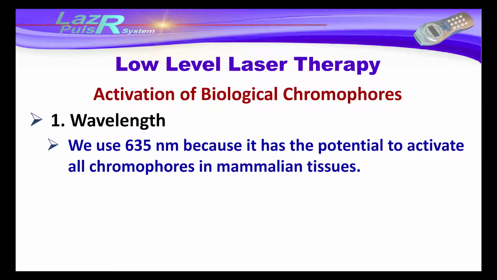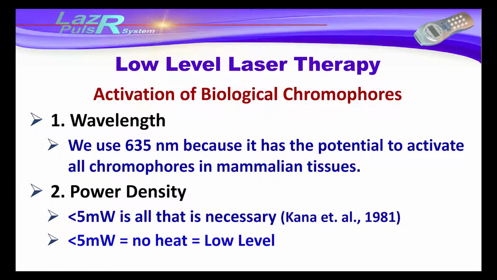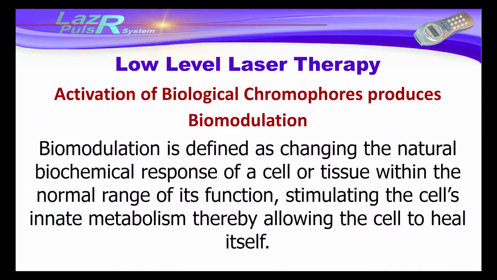We stated that low-level laser therapy utilizes 630 to 635 nanometer wavelength laser light at less than 5 milliwatts of power because science has documented that this specific wavelength and power density has the potential to activate all known biological chromophores and have the ability to produce photobiomodulation like no other form or wavelength of light can.